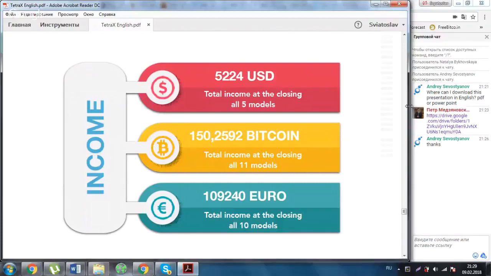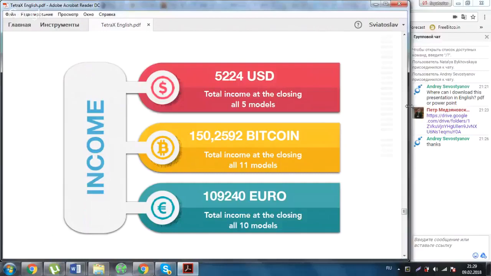Working with the Bitcoin model, we have the overall income for one circle, which includes 11 platforms, 150 Bitcoins, I'm sorry. And this income is repeated with every new reinvest. You can imagine what a huge income it is in view of the current rate of Bitcoin, and of course, it's in future trends, future rates.